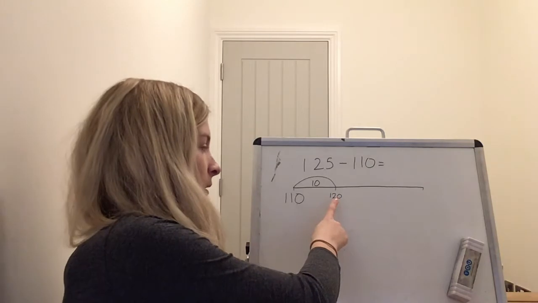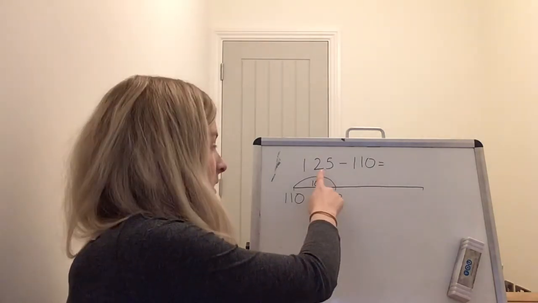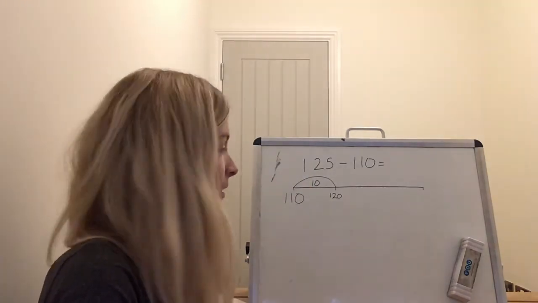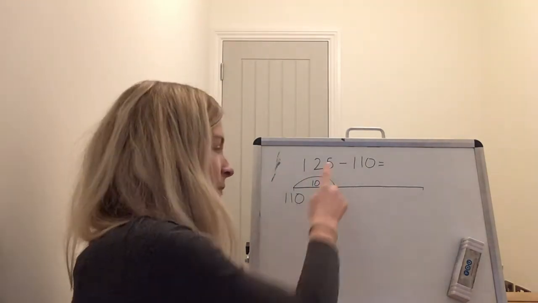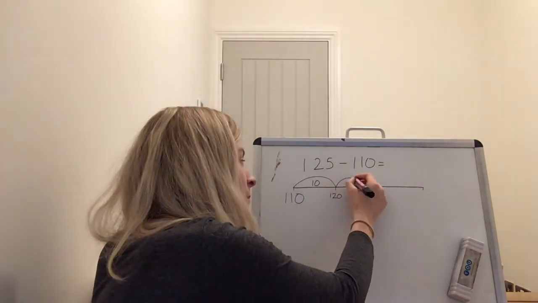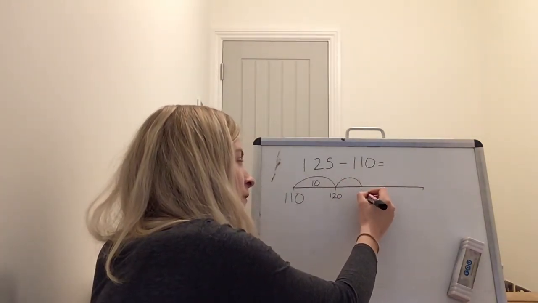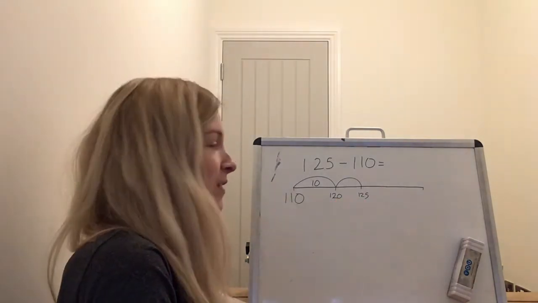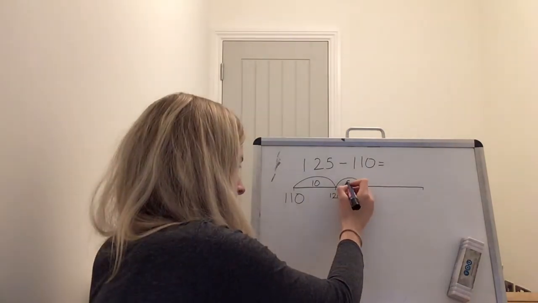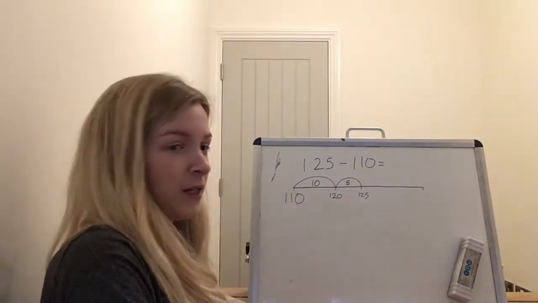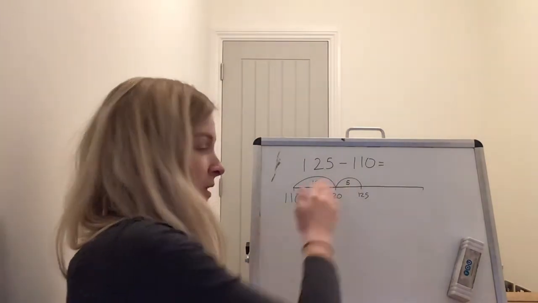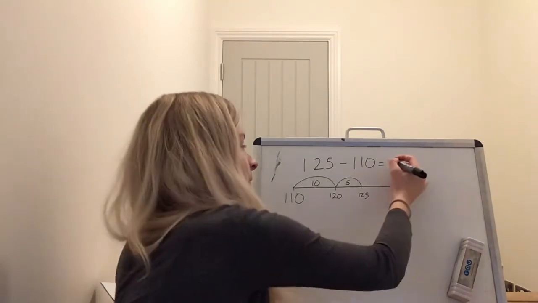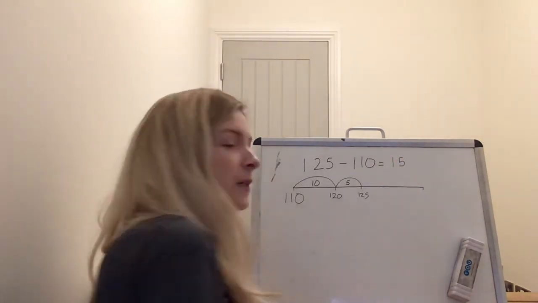Then, starting at 120, I still need to get to 125. But as some of you may have spotted, there isn't a massive difference between these two numbers now. So we can just jump along to 125. And the difference between 120 and 125 is 5. All that's left to do is to add up my jumps, the differences in my numbers. 10 add 5 is 15. And there's my answer.